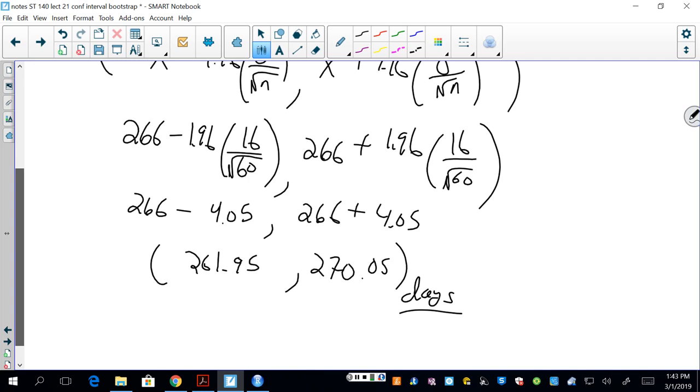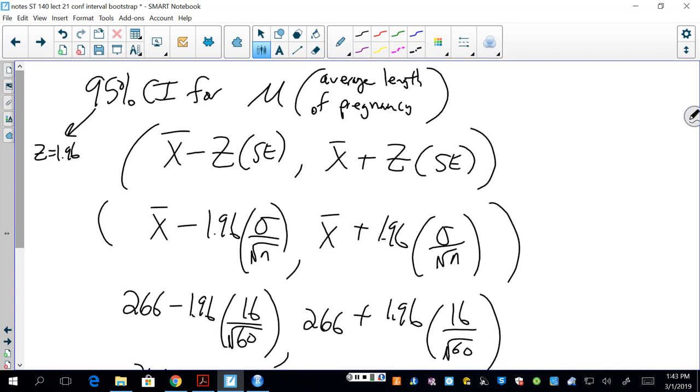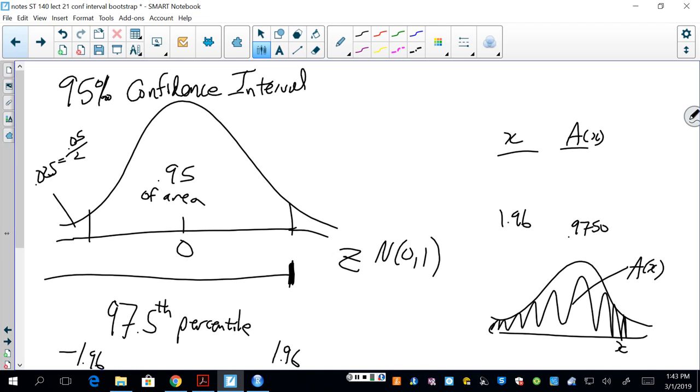What happens if, yes? Where did the 1.96 come from? The 1.96 is going to be the z value. Okay. Coming from that normal. Right, so the area under the standard normal curve is going to give the 1.96 cutoff.